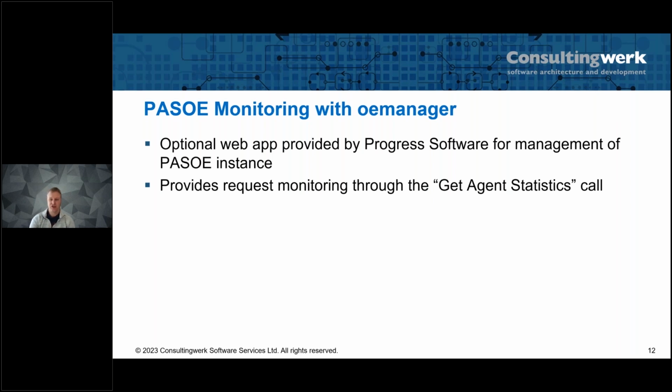So it's got some monitoring through this get agent statistics call. There's an alternate approach. The OE Manager depends on this technology called JMX, Java Management Extensions, and you can use those from the command line if you don't want to run another web app. But we'll talk about how to do this through OE Manager today.